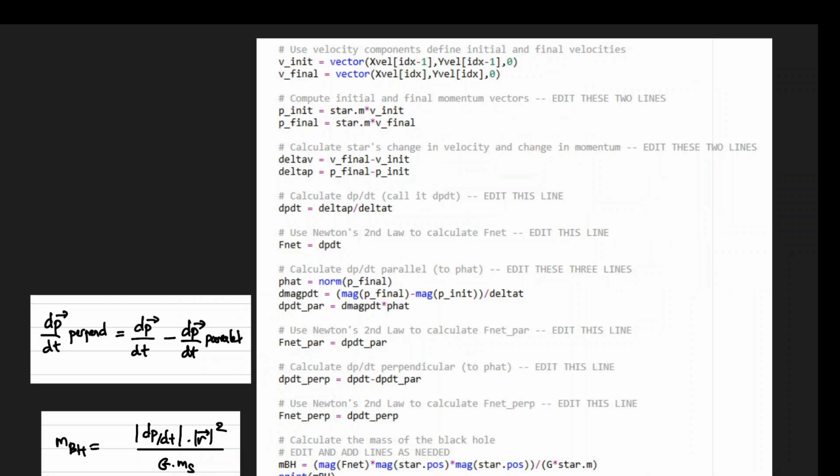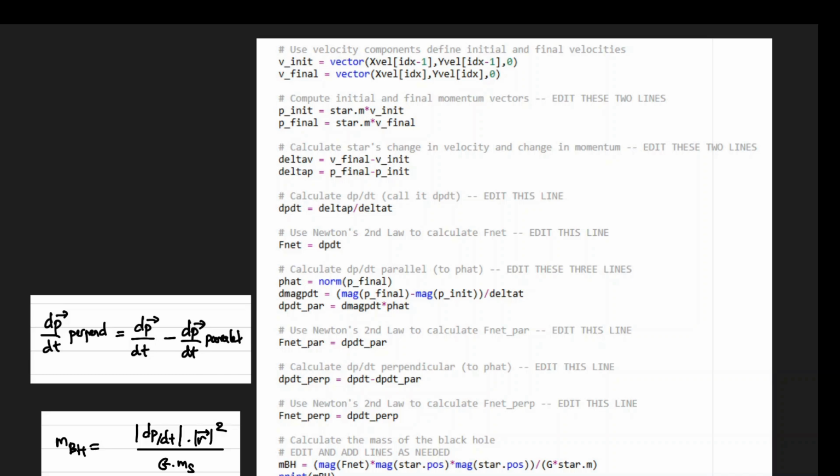Later in the code, we are given the velocity components from the update formula, and then I'm going to find the momentum vectors. The initial momentum will be the star mass multiplied by the initial velocity, and the final momentum will equal the star mass multiplied by the final velocity. Then I'm going to find delta v and delta p, and from that the net force. Then we find dp over dt, which gives the net force in the parallel direction, and from there the net force in the perpendicular direction.